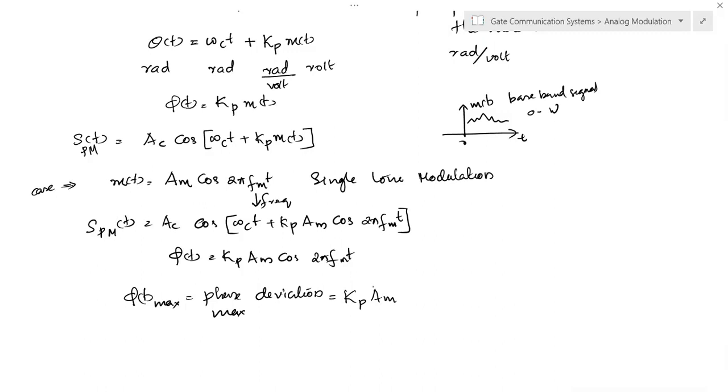Now we can discuss frequency modulation. In frequency modulation, again, we can write the carrier signal in the general form: c of t is equal to Ac cos theta of t, and this theta of t can be written as omega ct plus phi of t. Assume that initially this phi is equal to 0. In order to keep the equation in a simple form, we assume that the initial phase shift of the signal is 0.